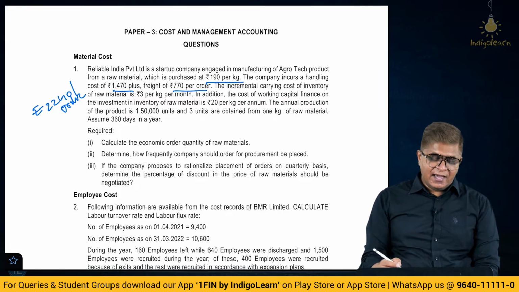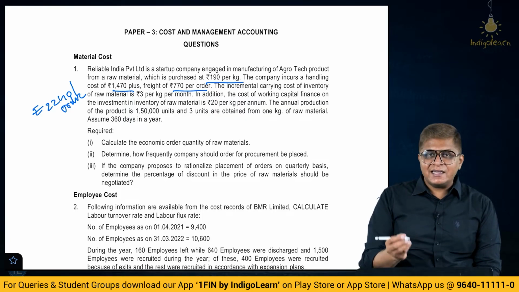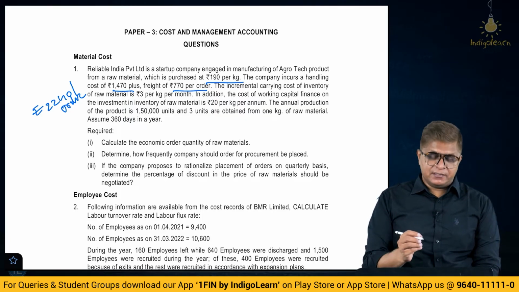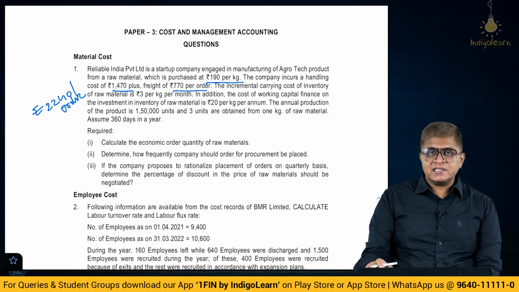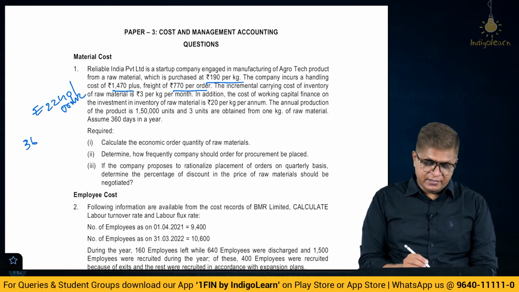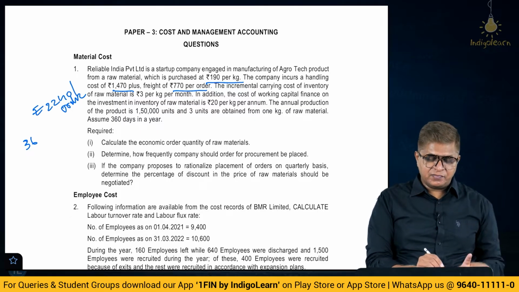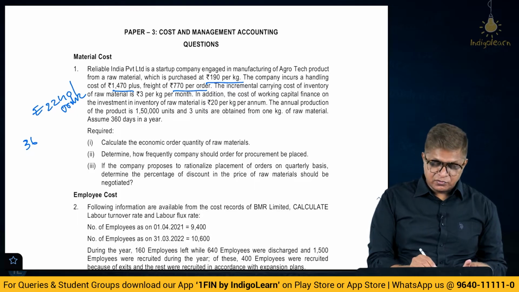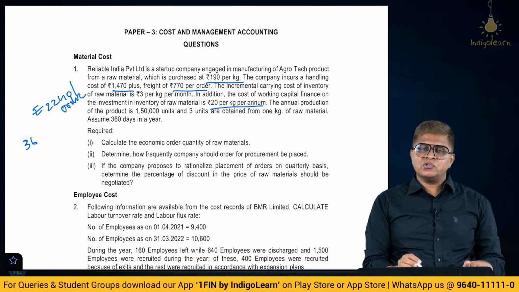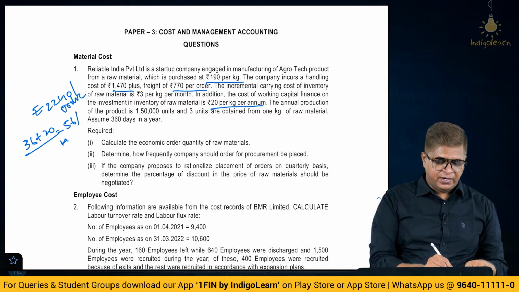The incremental carrying cost of inventory of raw material is rupees 3 per kg per month. Now, when we say 3 per kg per month, it will be 3 into 12, 36 per kg per annum. Then they say in addition, the cost of working capital finance on the investment in inventory of raw material is rupees 20 per kg per annum. So, what is the total carrying cost per kg per annum? It is 36 plus 20, 56 per kg per annum.